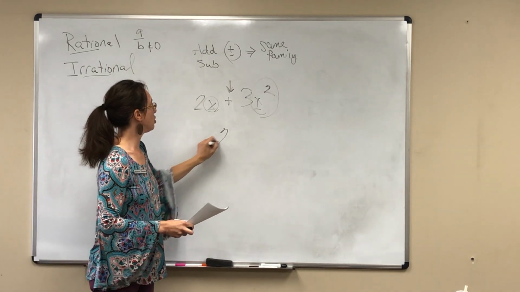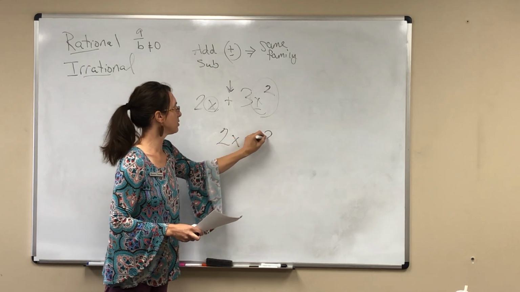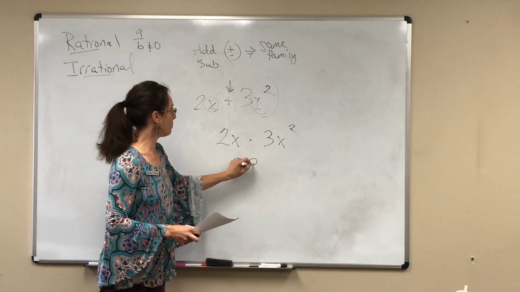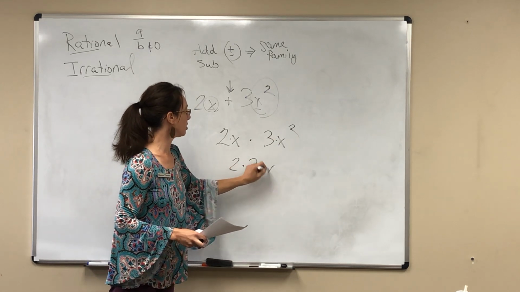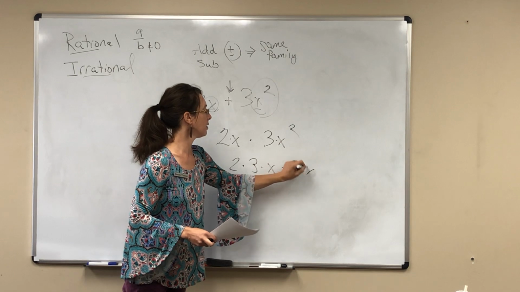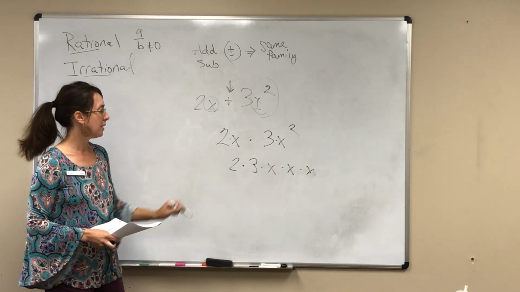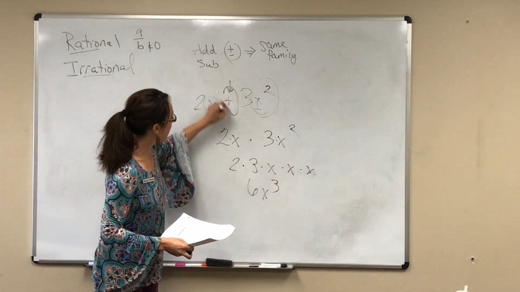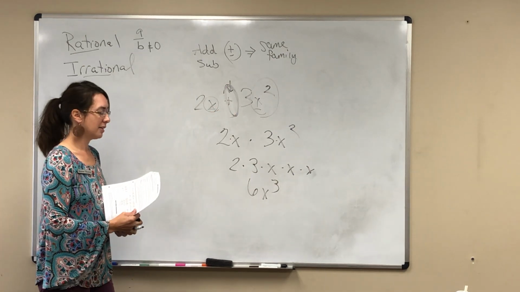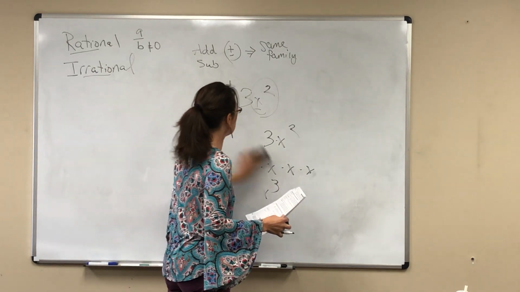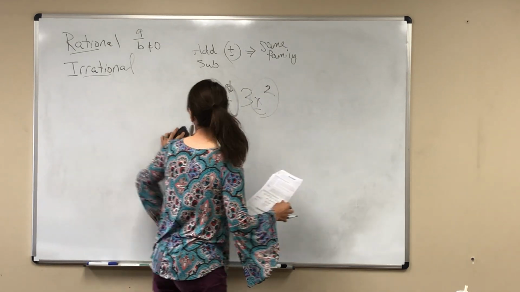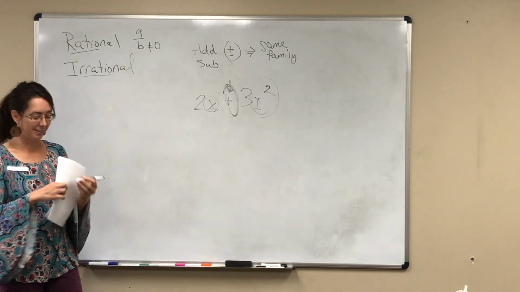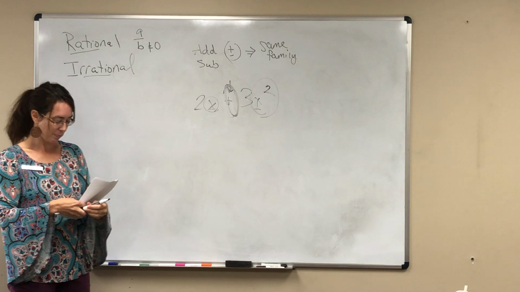Now, 2x times 3x squared is 6x. Remember, because they're really all multiplied, I get to commute them, and x squared is really x times x. So that's 6x cubed, but when we are adding and subtracting, they have to be the same family. You are adding somebody to your vehicle. You're picking up somebody on the street. You can only pick up somebody who's in your family, right? That's the easiest way to think about it. Don't want to pick up strangers.